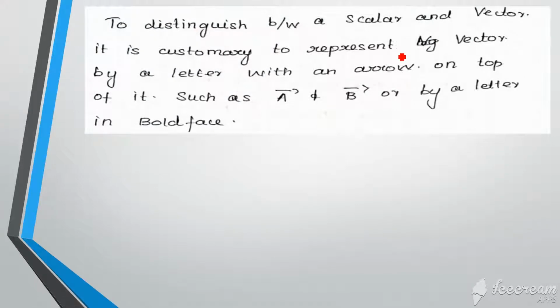To distinguish between a scalar and a vector, it is customary to represent the vector by a letter with an arrowhead on top of it, such as vector A and vector B, or by a letter in boldface. Generally, some textbooks do not give an arrow, and simply write the vector as a capital letter in boldface.